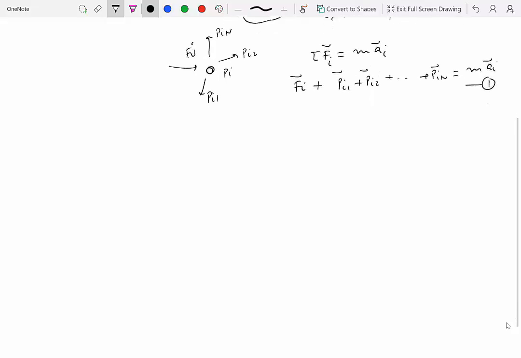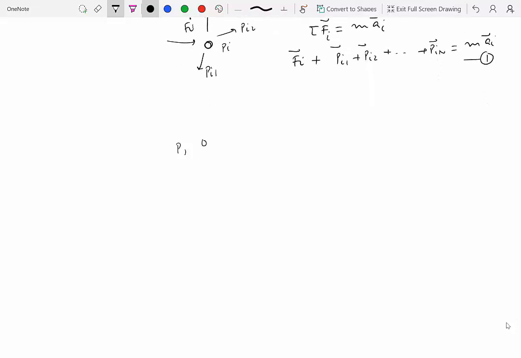Similarly, we can write this equation for another particle, let's say Pj, and we will have a similar equation like this. So if I have n particles, I will have essentially n such equations. Okay, so if I have n such equations and I add them all, what am I going to get? Well, let's look at it.